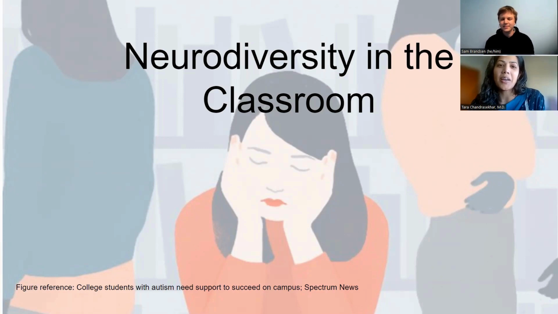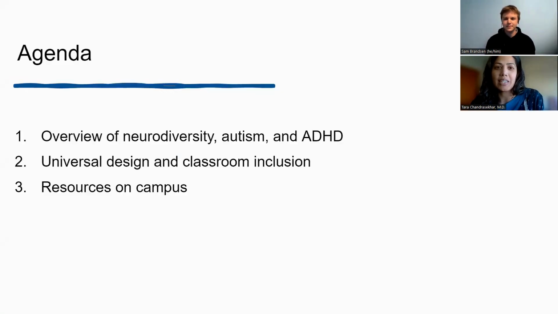We're going to share a few slides with you on neurodiversity in the classroom to help you think about how to support your neurodivergent students. We're going to cover an overview, give you some definitions of the terms neurodiversity and some descriptions of autism and ADHD, and hone in on particular interventions that you can make in the classroom to increase inclusion. And we'll close with some resources.